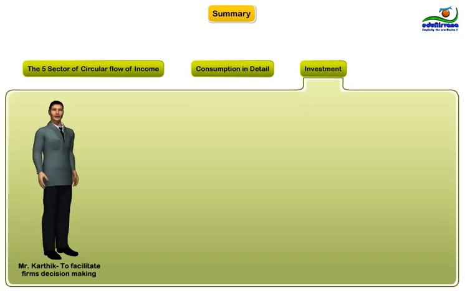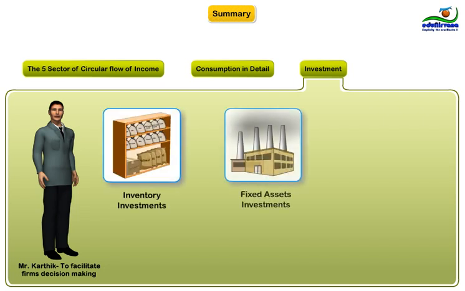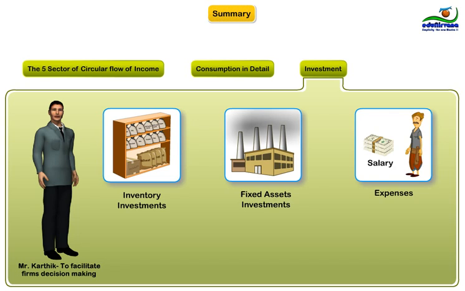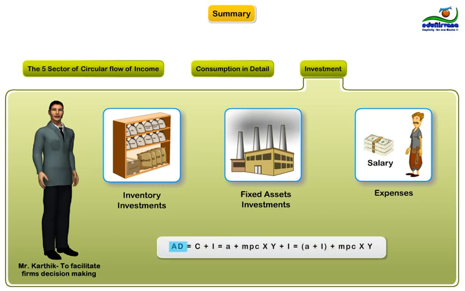Another character, Mr. Karthik, was introduced to explain the nature of investments. Investments are mainly done by firms in three areas: inventory management, fixed assets formation, and expenses done by the firm on an ongoing basis, for example salaries. All such expenditures directly add to the AD curve. AD is equal to C plus I, which is equal to A plus MPC multiplied by Y plus I, which is equal to A plus I plus MPC multiplied by Y.